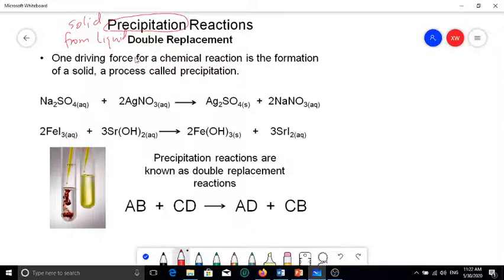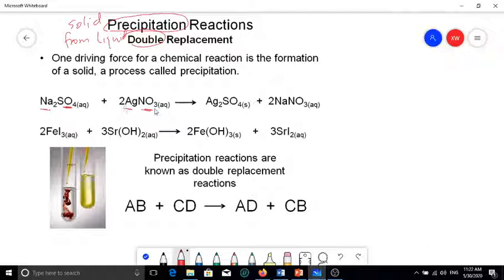Of course, there are many chemical reactions that will produce solid from liquid, but we're talking about double replacement here. When you look at the chemical equation and take a closer look, you will see these are all ionic compounds. You should recognize sodium as a metal, sulfate as an anion: cation, anion, cation, anion. The reactants are sodium sulfate and silver nitrate.